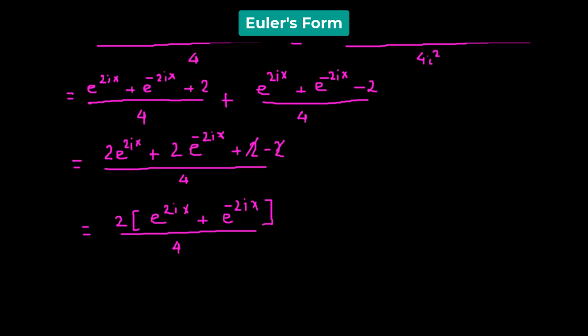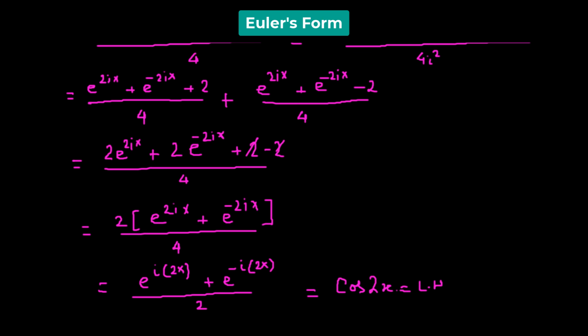which can be rearranged to write it as e raised to the power of i times 2x plus e raised to the power of negative i times 2x, divided by 2, and this is the Euler's form of cosine of 2x. So this proves the given identity, which is the left hand side.